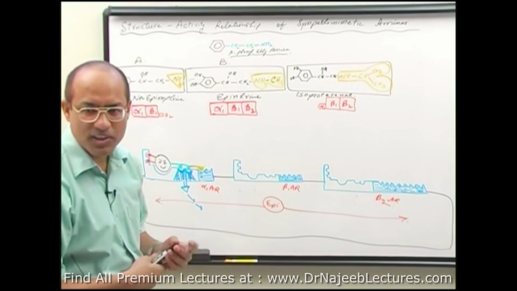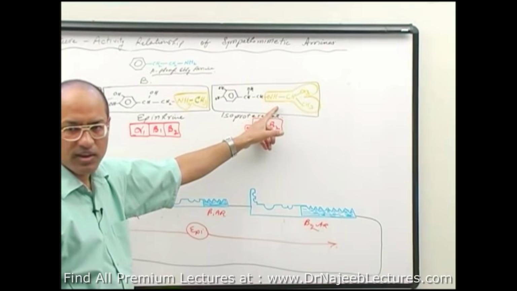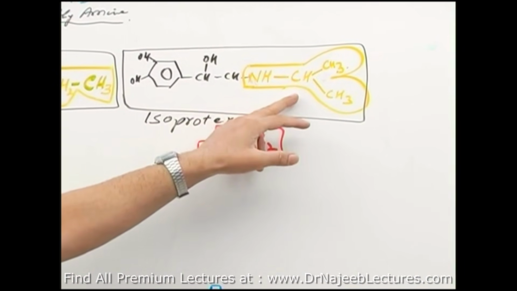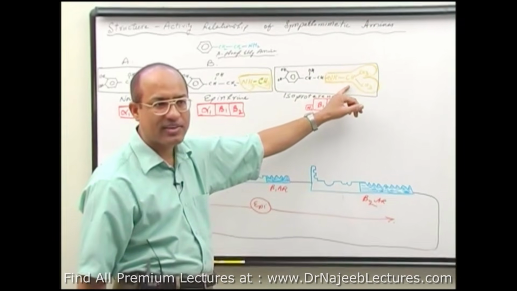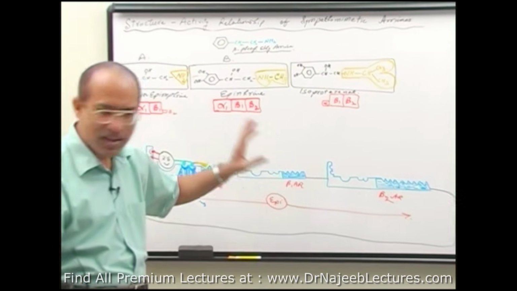So what happens in isoproterenol? At the amino end there is substitution with a heavy alkyl group, and due to this reason, because the amino end is very heavy, it loses alpha 1 action but it keeps the beta 1 and beta 2 action. Am I clear? No problem.